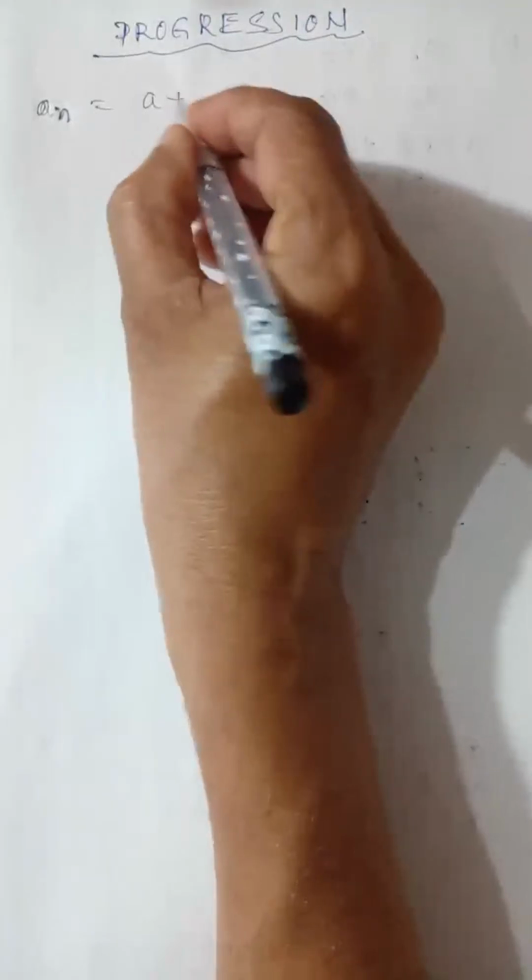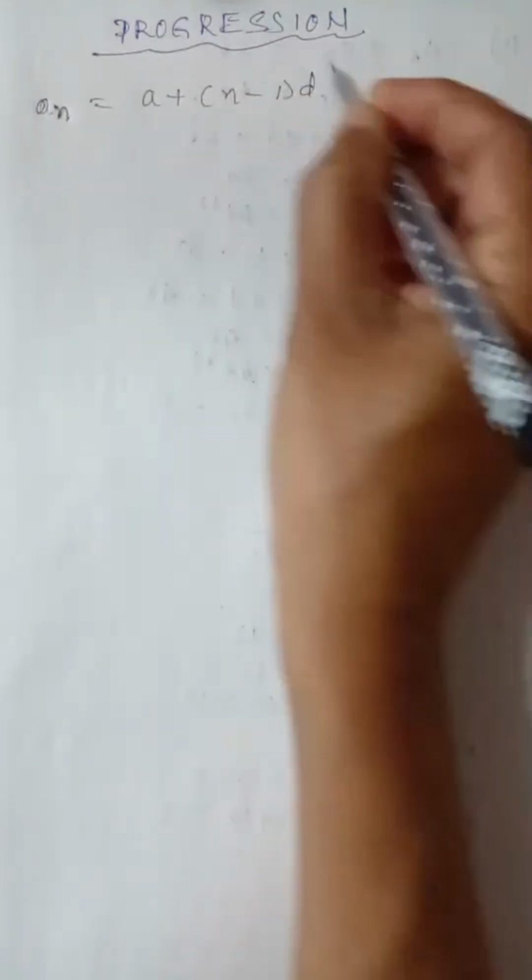So what is an arithmetic progression, what is the general formula of an arithmetic progression, and what is the formula to find the nth term? You know that the nth term a_n is equal to a plus (n minus 1) into d. This formula can be used to find the nth term of the arithmetic progression. Here the exercise problems I'm going to solve. I'll show which problem I'm going to solve.